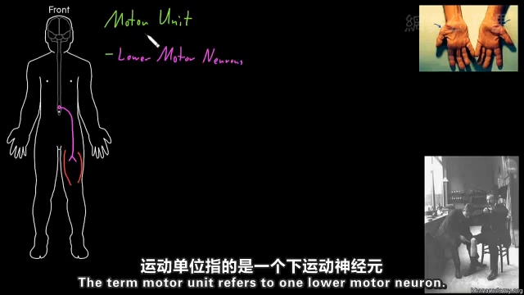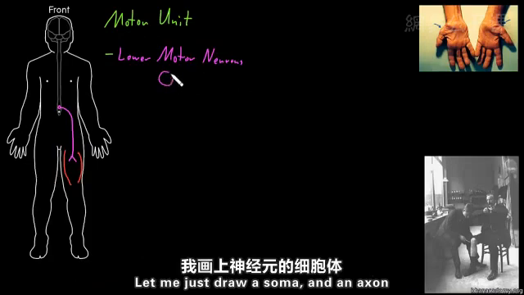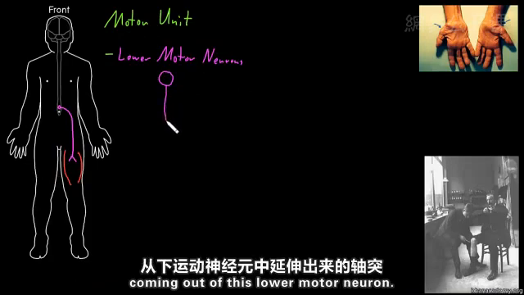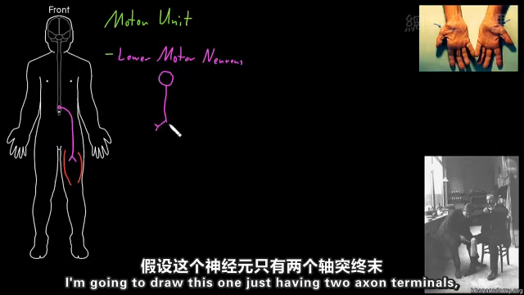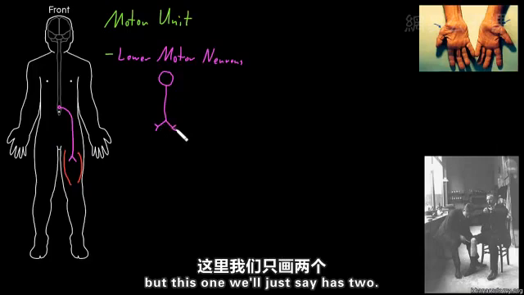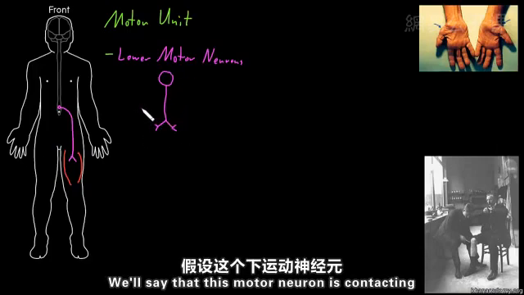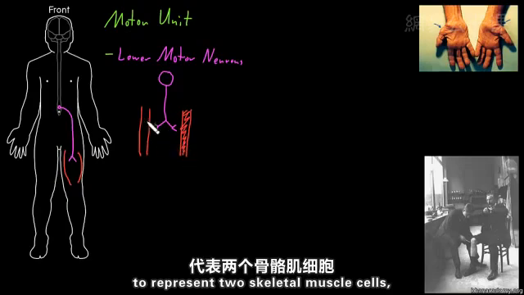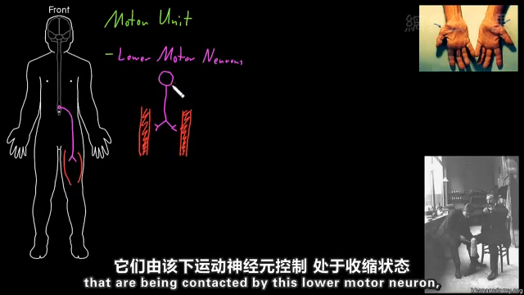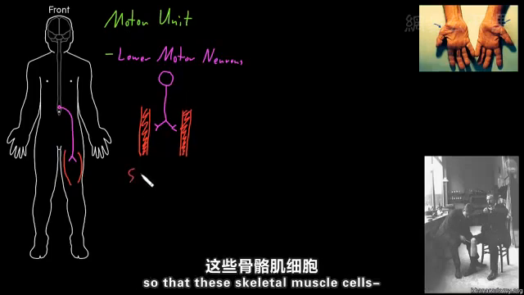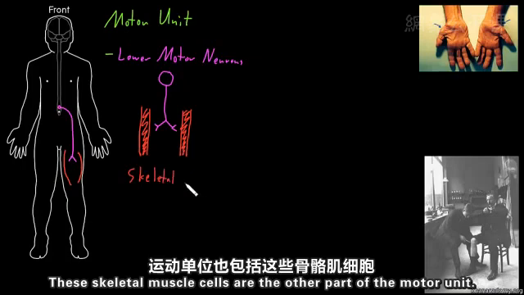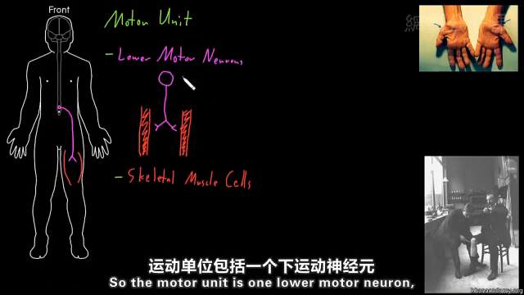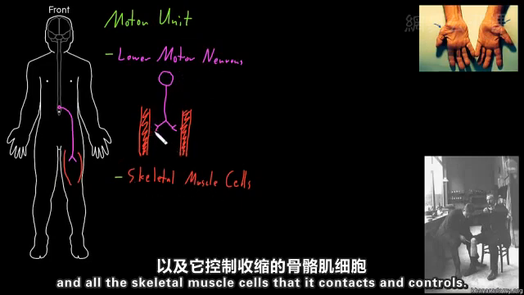Now the term motor unit refers to one lower motor neuron. So let me just draw a soma and an axon coming out of this lower motor neuron. And I'm going to draw this one just having two axon terminals, although they can have lots of axon terminals, but this one we'll just say has two. So we'll say that this lower motor neuron is contacting just two skeletal muscle cells. Let me just draw these two little red tubes to represent two skeletal muscle cells that are being contacted by this lower motor neuron. These skeletal muscle cells are the other part of the motor unit. So the motor unit is one lower motor neuron and all the skeletal muscle cells that it contacts and controls.